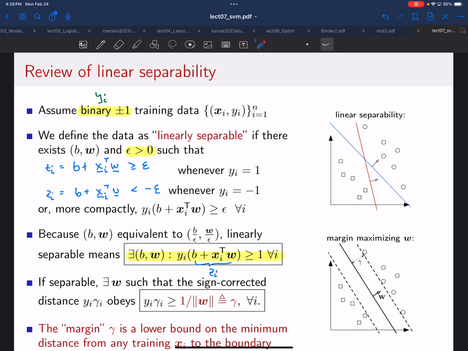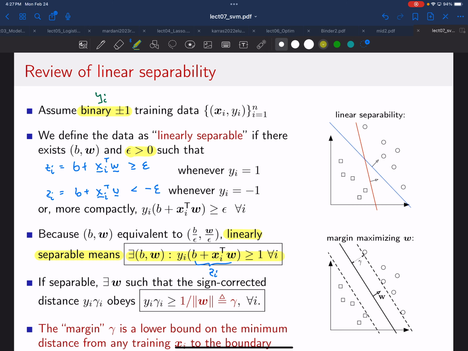Okay, so yeah, this is our new definition of linearly separable. Okay, so this is important. We're going to be seeing a lot of this equation. So any questions on this equation or inequality?